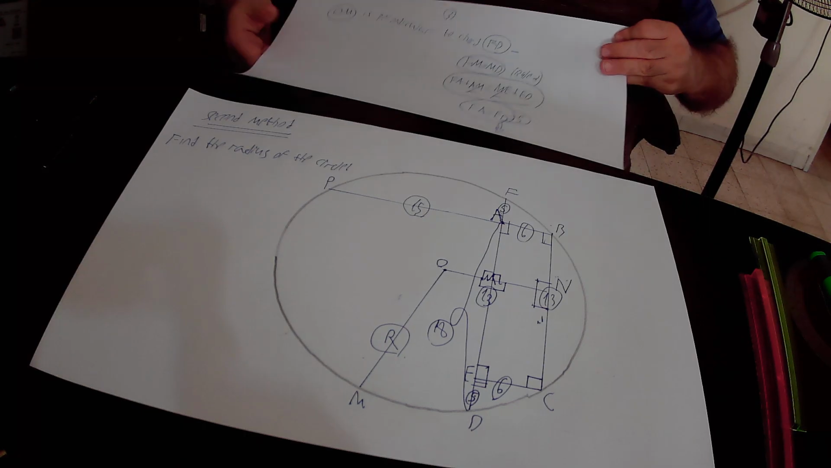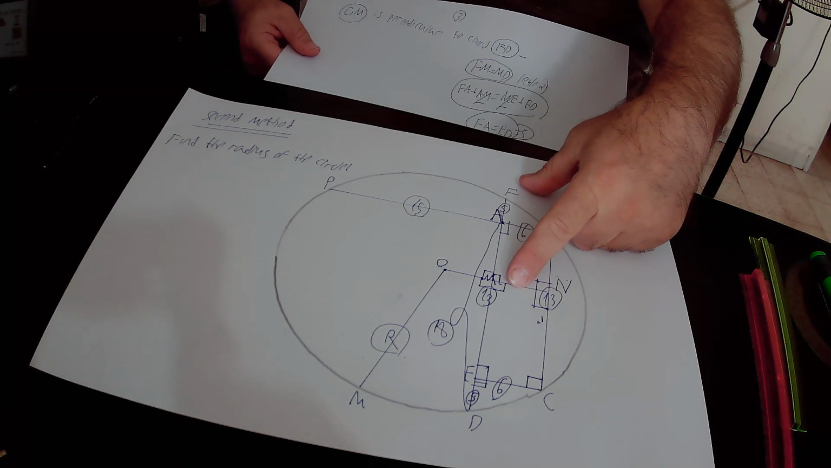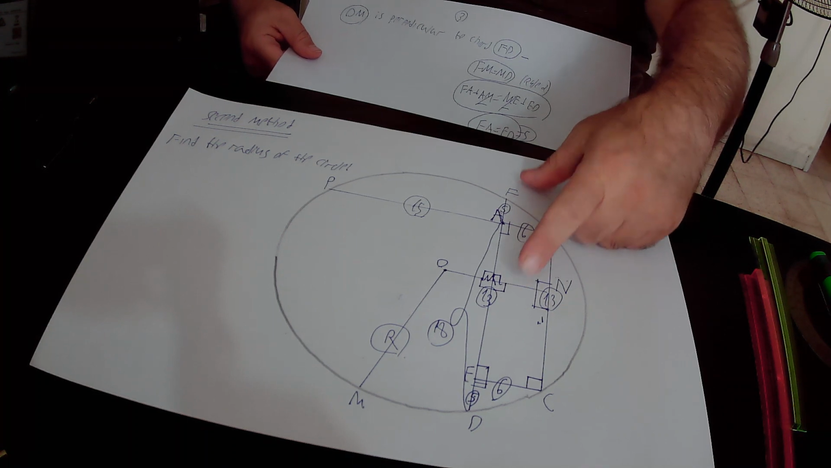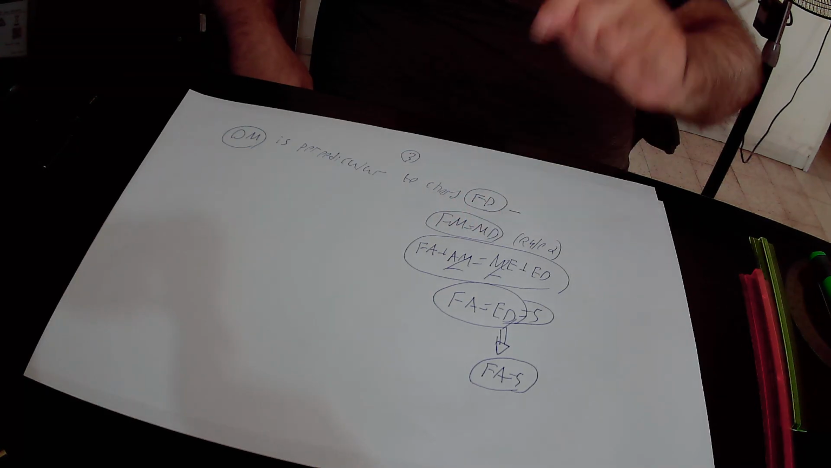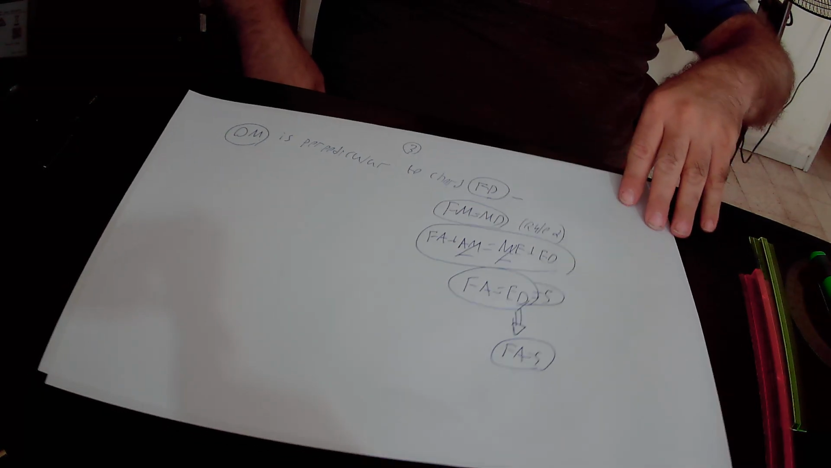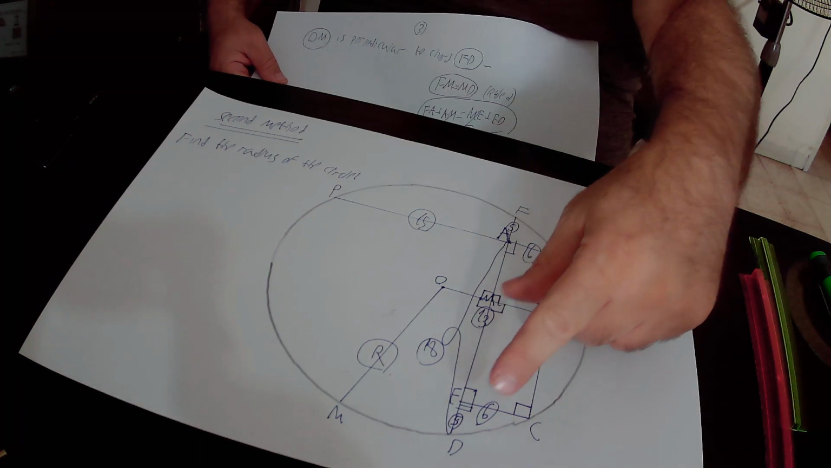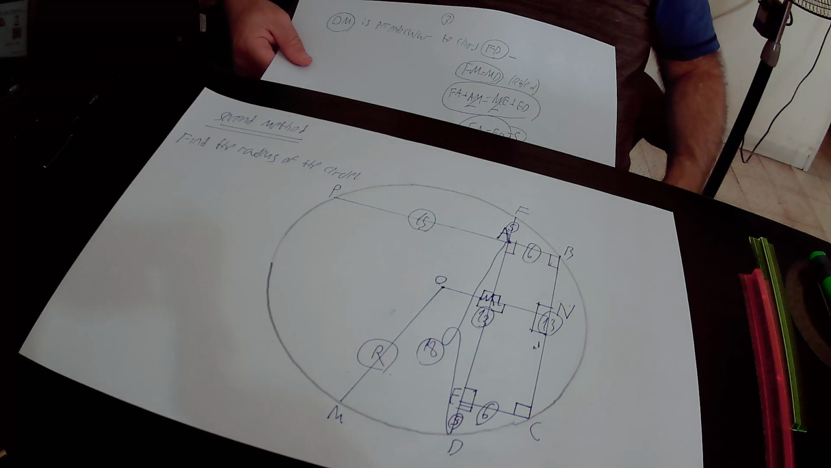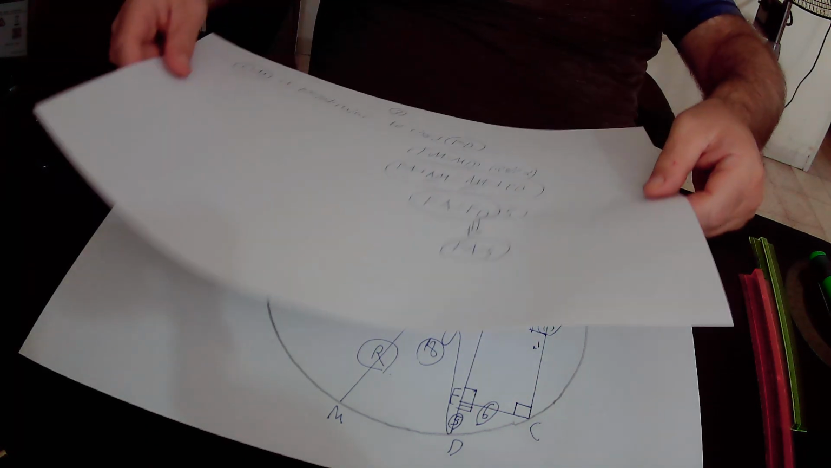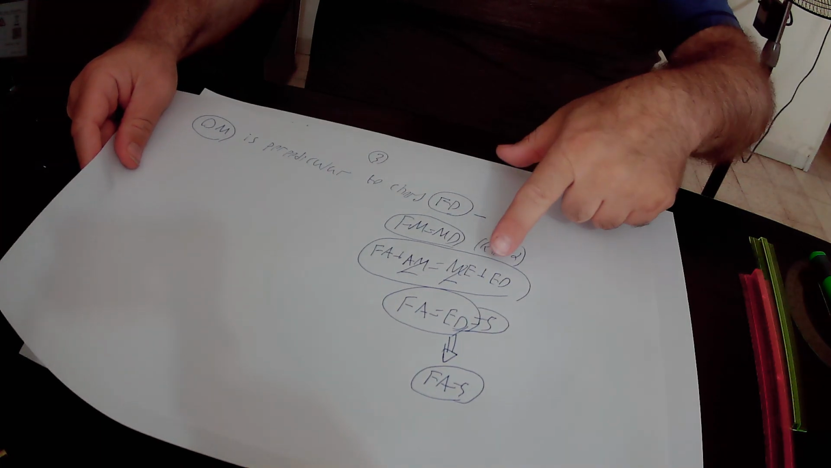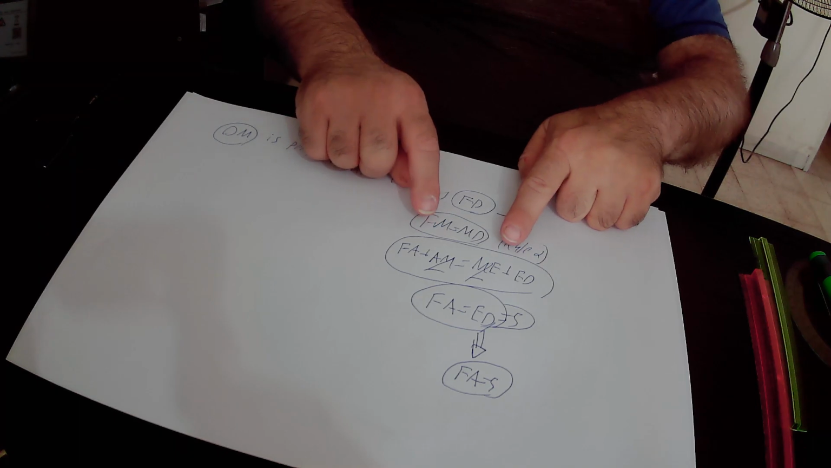But FM is also equal to FA plus AM. So we can substitute FM by FA plus AM, and it is equal to MD. Here you can see that MD is equal to ME plus ED. So we can substitute MD by ME plus ED. In conclusion, we found out that FA plus AM equals ME plus ED.